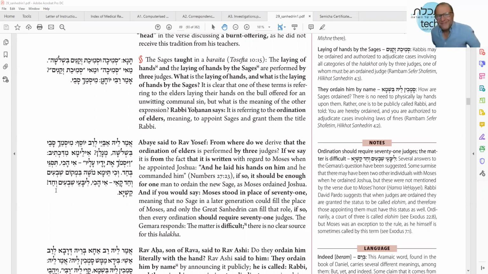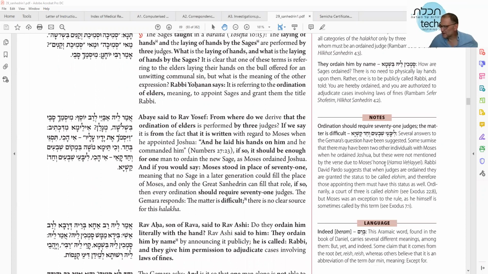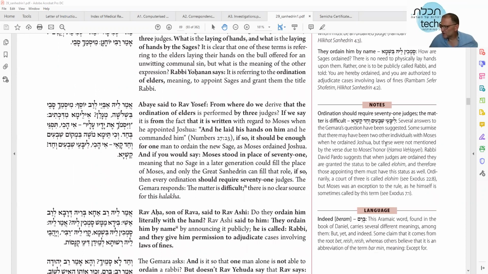So I'm a bit struggling, really, says Abaye, to understand this brisa that says smichat rabbanim, the smicha handed to rabbis, requires 3 judges. And the Gemara says, kasha, taka, it's difficult. I don't know the answer, says the Gemara. Over here, you can see on the right-hand side of the page, Rav Steinsaltz gives a summary of several answers that were given. Several answers to the Gemara's questions have been suggested.